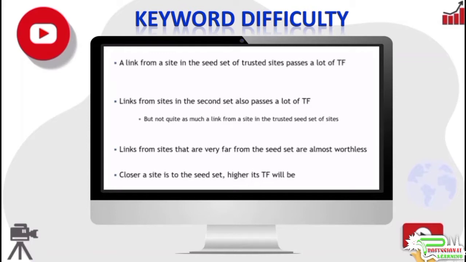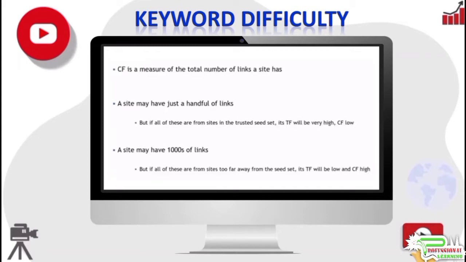CF, or citation flow, is a measure of the total number of links a site has. A site may have just a handful of links, but if all of these are from sites in the trusted seed set, the site's trust flow will be high. On the other hand, a site may have thousands of links, but if all of these are from sites that are too far away from the seed set, the trust of the website will be very low, while its citation flow will be high. Ideally, a site's citation flow should be lower than its trust flow.